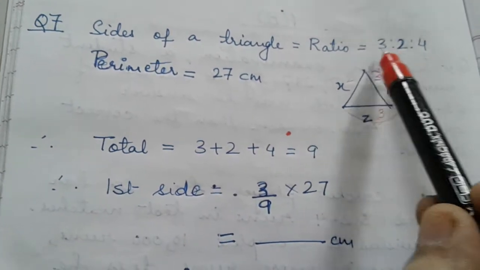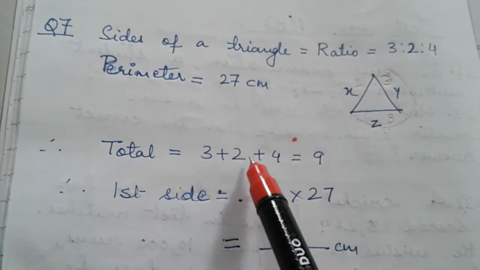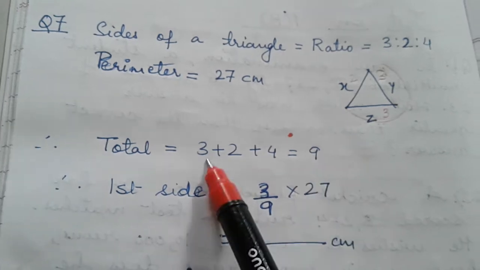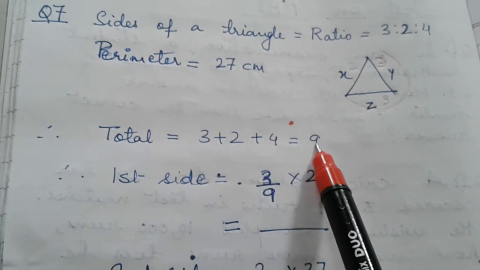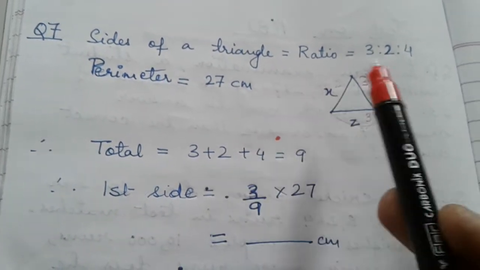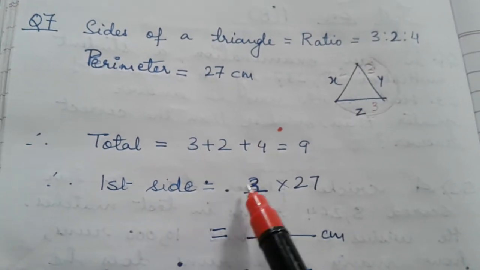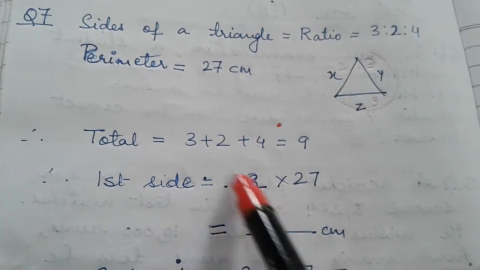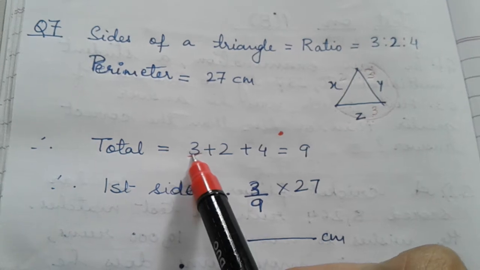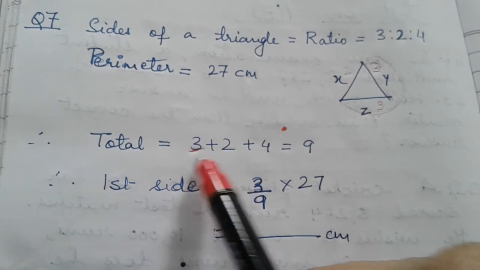First step, add these three. Total 3 plus 2 plus 4: 3 plus 2 is 5, 5 plus 4 is 9. Then the second step is to find out each part. So the first side is 3 by 9. Why have I taken 3 by 9? Because the first side is 3. Go according to the sequence.